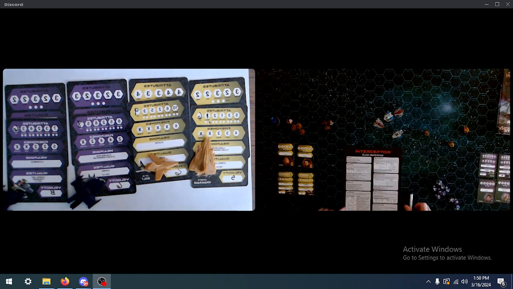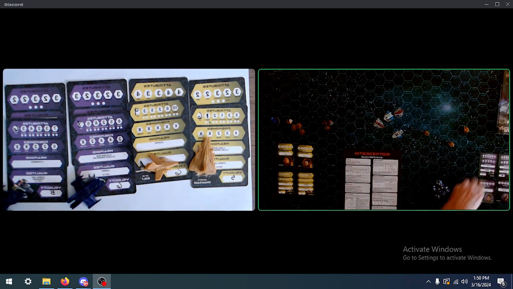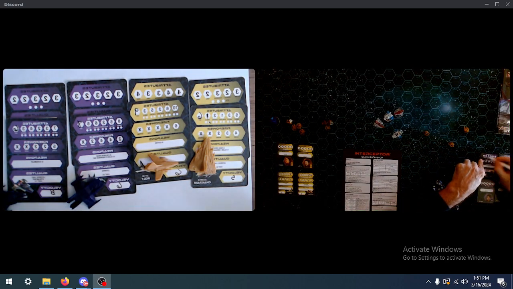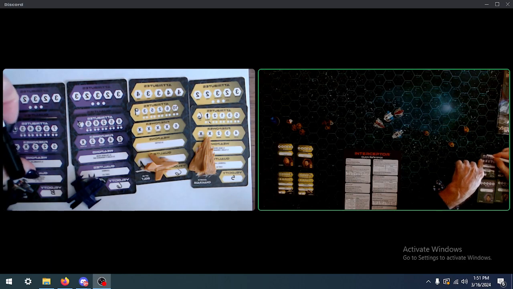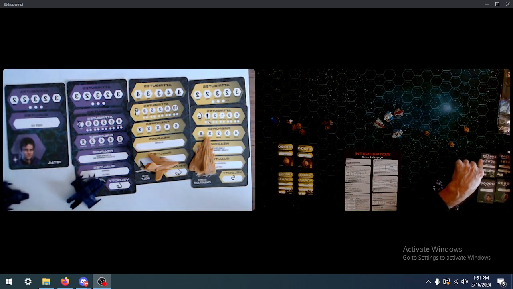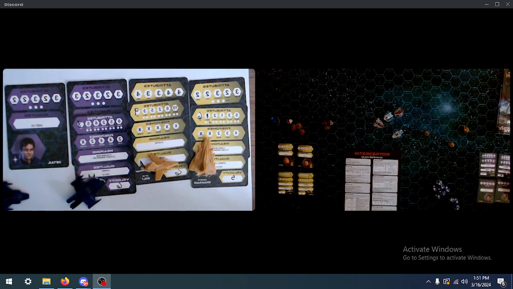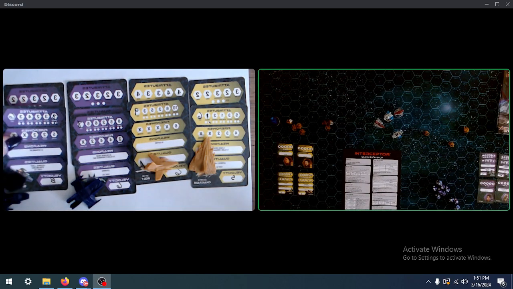I rolled a four, which is thrust. So you would lose your first thrust box, and your thrust would go from 7 to 3. He becomes a much less maneuverable fighter.